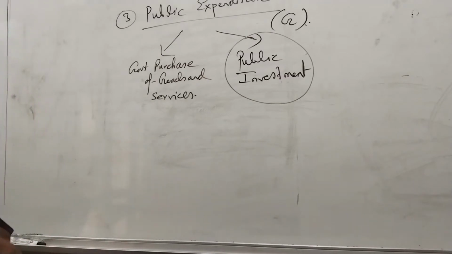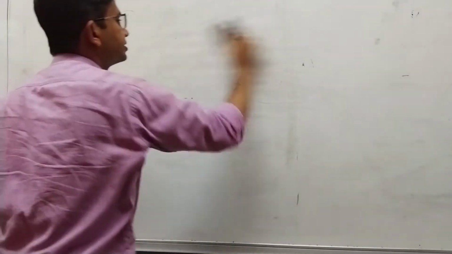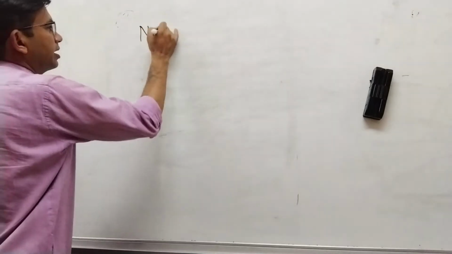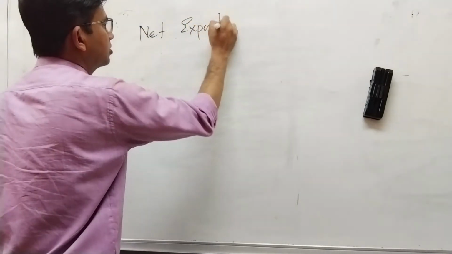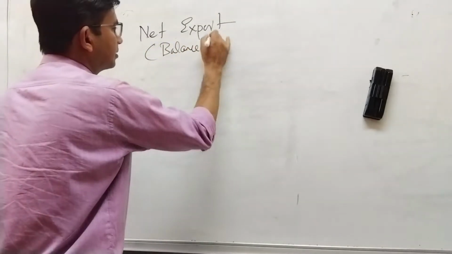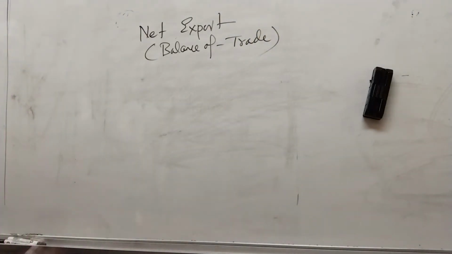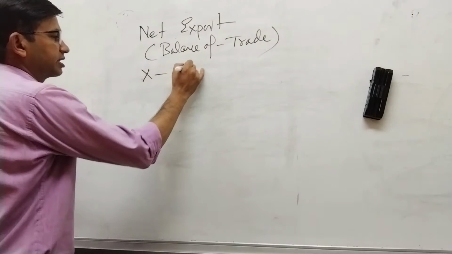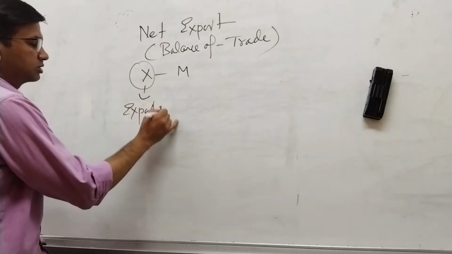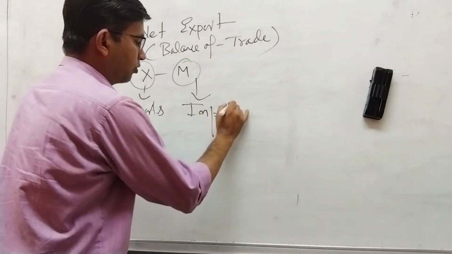The next component we call net export, or in other words, the balance of trade. The balance of trade normally means X minus M, where X stands for the value of exports and M stands for the value of imports.